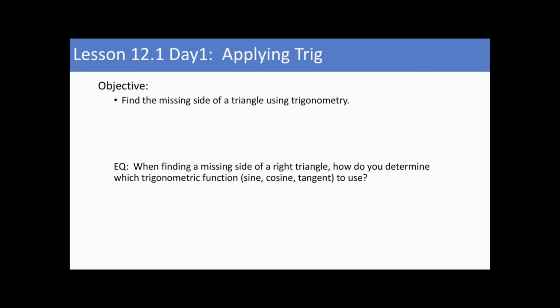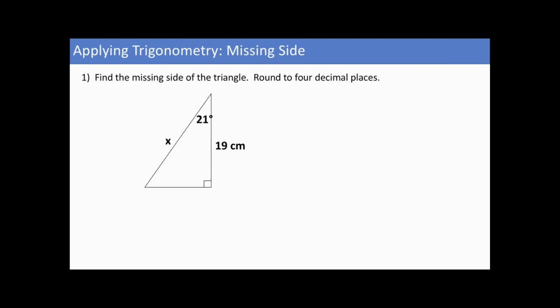Hello, this is day one of applying trigonometry. So now that we know about the ratios and how to label a right triangle, how do we actually use it? One way is to find a missing side length of a right triangle.